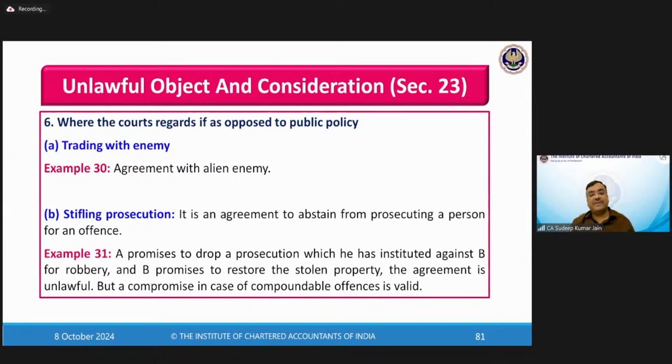But some offenses, specifically in the list of IPC, which are compoundable, which can be settled. So compromise in case of compoundable settable offenses is valid. Please read it.